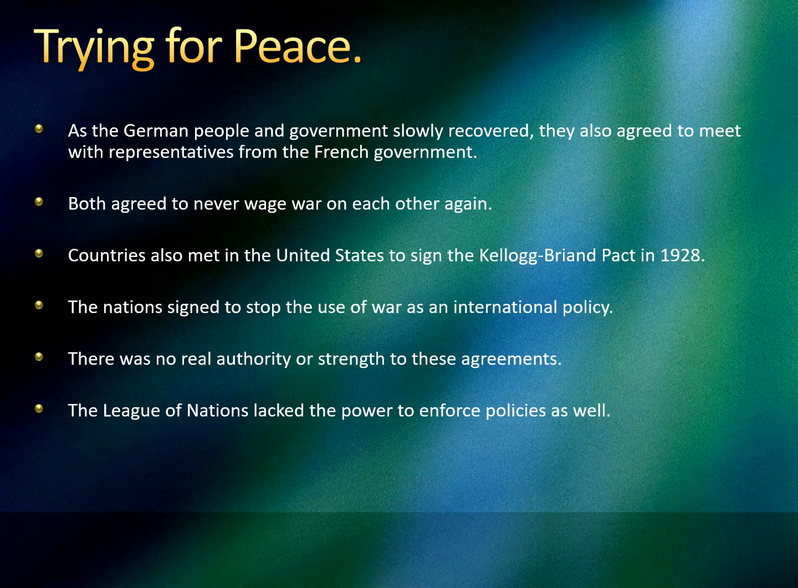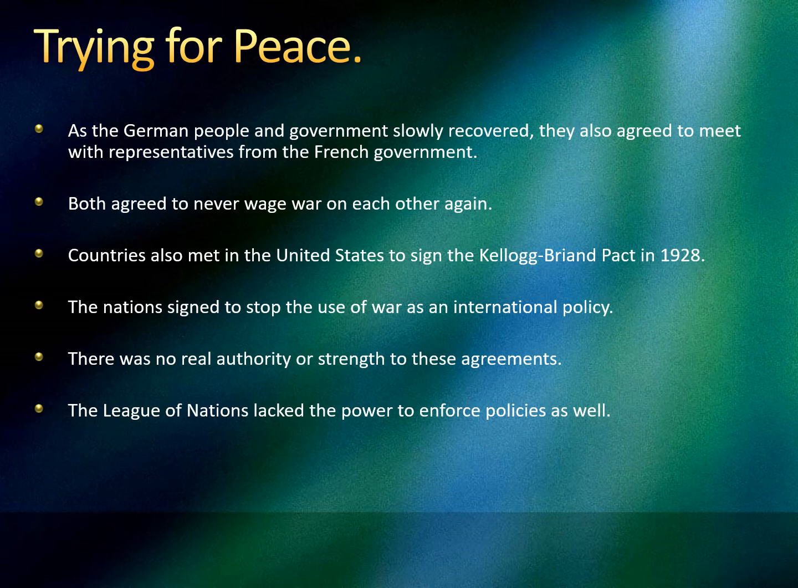Countries also met in the United States to sign the Kellogg-Briand Pact in 1928. What this said was that nations signed to stop the use of war as international policy. They said, listen, we shouldn't use war as a threat to solve our problems. We should try to talk, negotiate, and discuss instead of going to war. Again, we'll see how that works out.